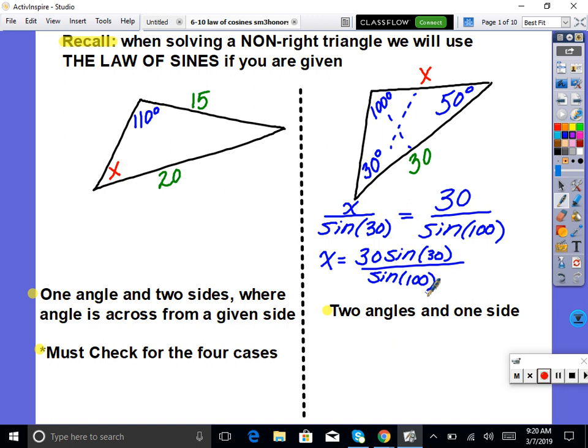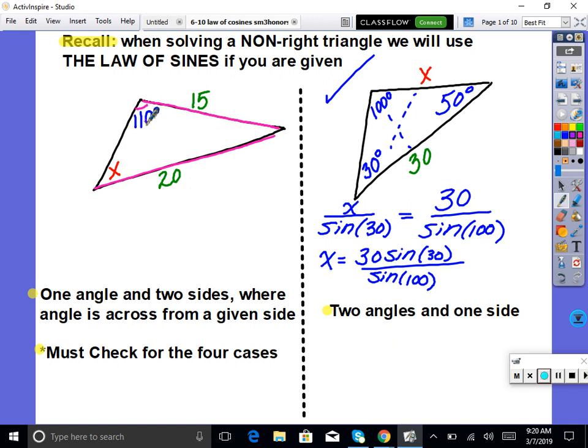Okay. Alright, so if you're ever given this situation, you guys, there's only ever one triangle that exists. You don't have to check for multiple triangles. The only time you have to check for multiple triangles is in this one and only one situation. If you're given one angle and two sides, where a side is across from the given angle, we have to check if that triangle exists at all. There's always people on the exam that solve a triangle that is no triangle exists.